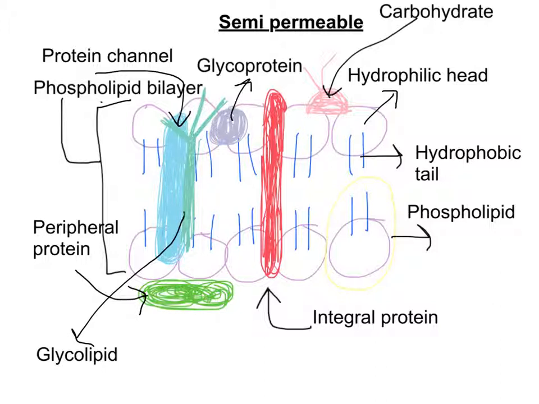Integral proteins can transport molecules and ions through the membrane. Facilitated or active transport are two different types of transport functions. Protein channels link the outside and inside of a cellular membrane.